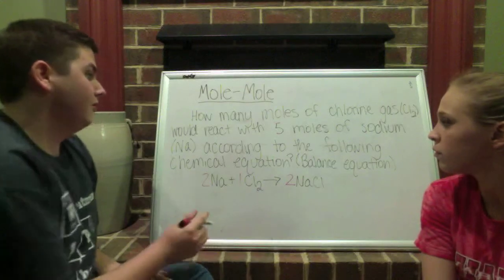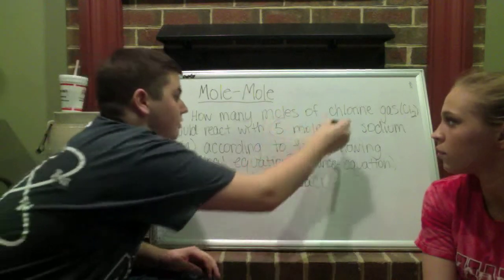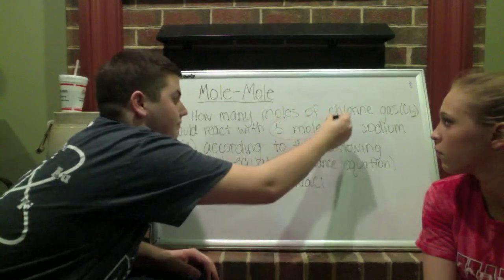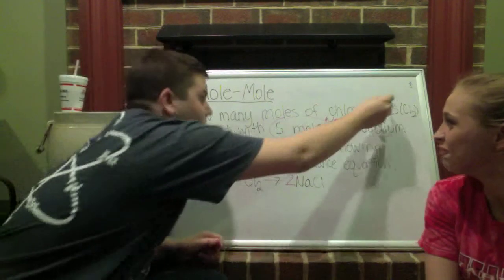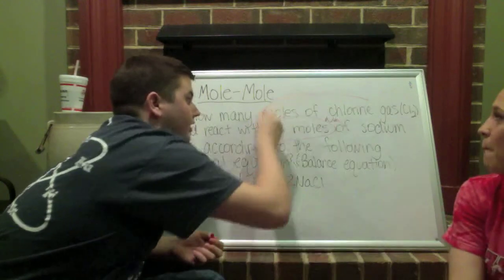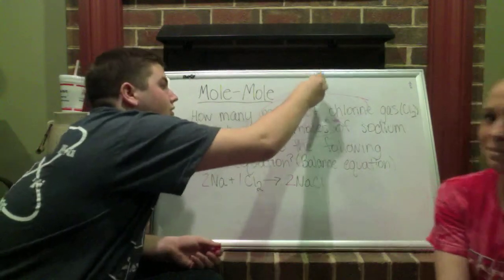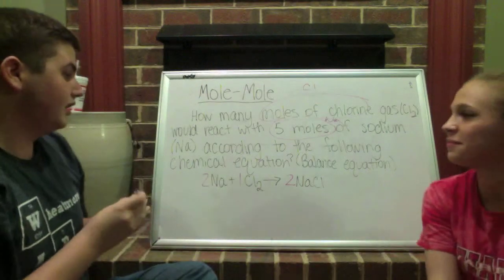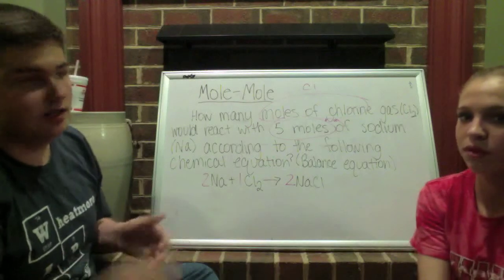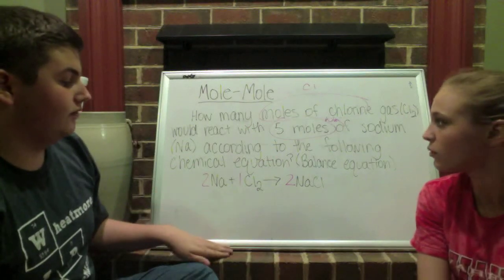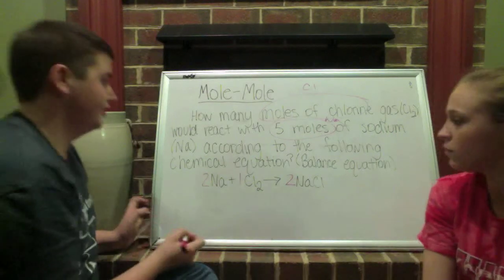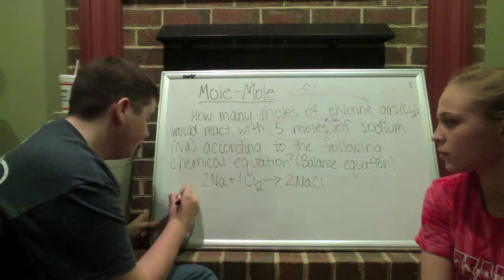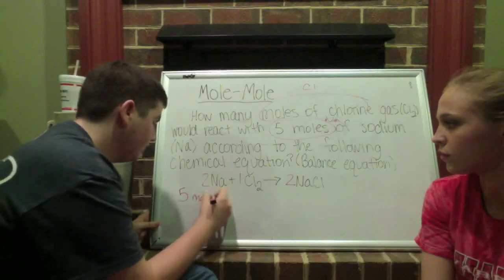Okay, so our known is that we have 5 moles of sodium. Our unknown is the moles of chlorine gas we have. So this is basic dimensional analysis. You've done this. The mole ratio, if it helps you, just think of it as a normal conversion factor that you would put in dimensional analysis. So you have 5 moles of sodium.